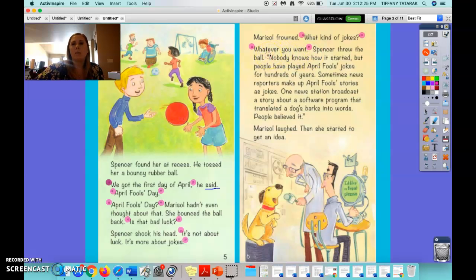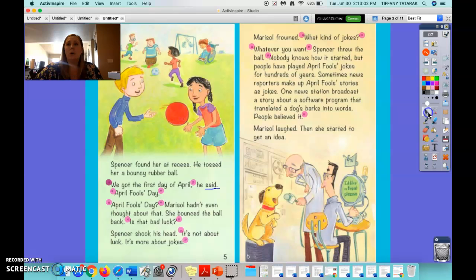Spencer threw the ball. Nobody knows how it started, but people have played April Fool's jokes for hundreds of years. Sometimes news reporters make up April Fool's stories as jokes. One news station broadcast a story about a software program that translated a dog's barks into words. People believed it. Marisol laughed. Then she started to get an idea.